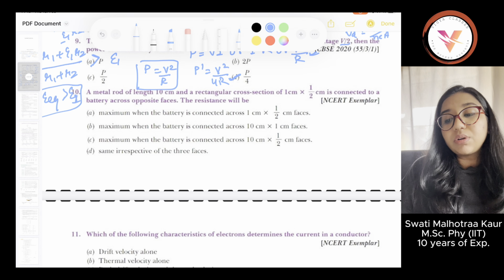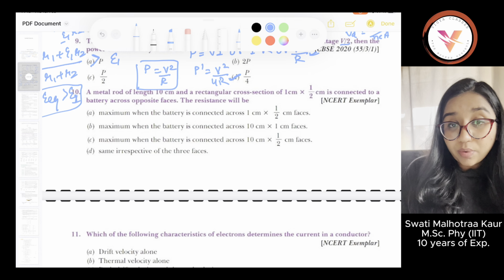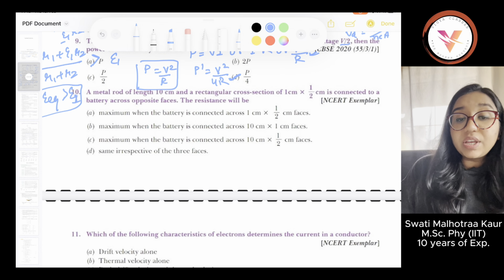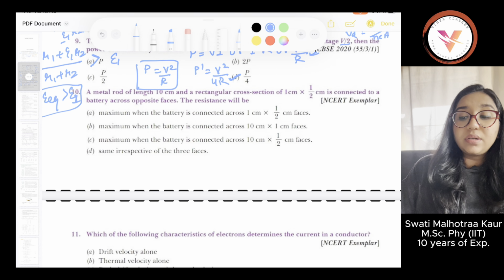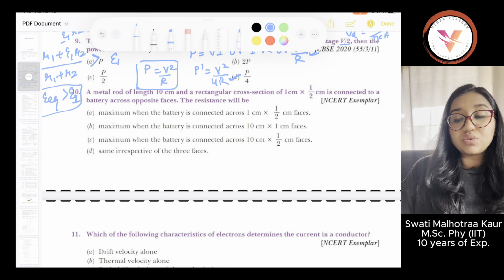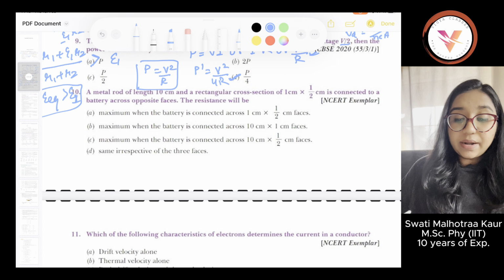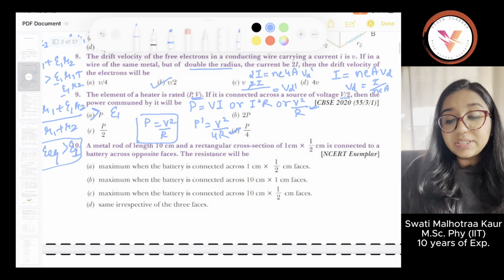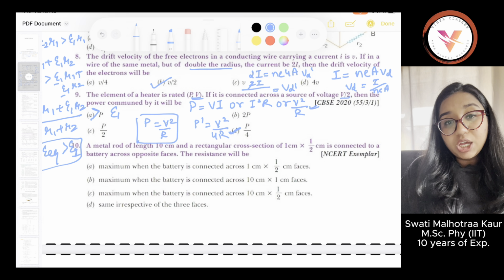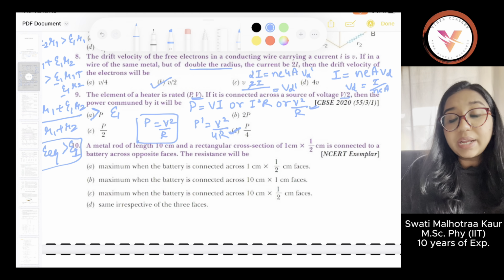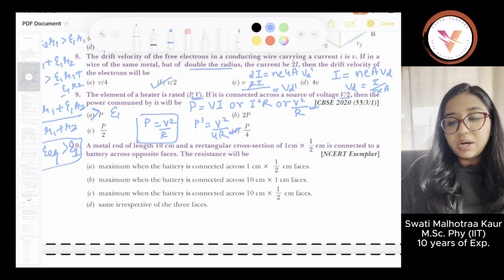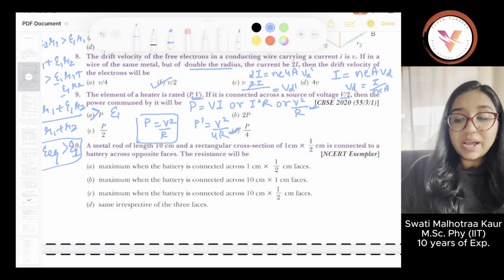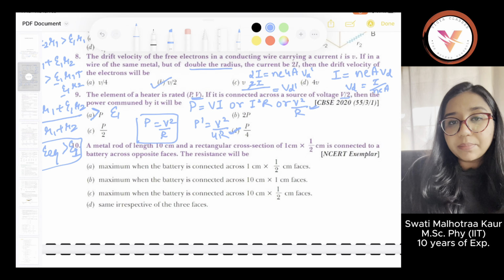If in this particular question I is given, then I can use I square R, and if I and V are given, then I can use VI. But here a voltage is given, so I use V square by R. And why not VI? Because the element of the heater is the same, so the resistance of that particular heater is the same. It is not changing. Its area, length, and everything remain unchanged. Just the voltage changes. So that is why I use V square by R, because R remains the same.